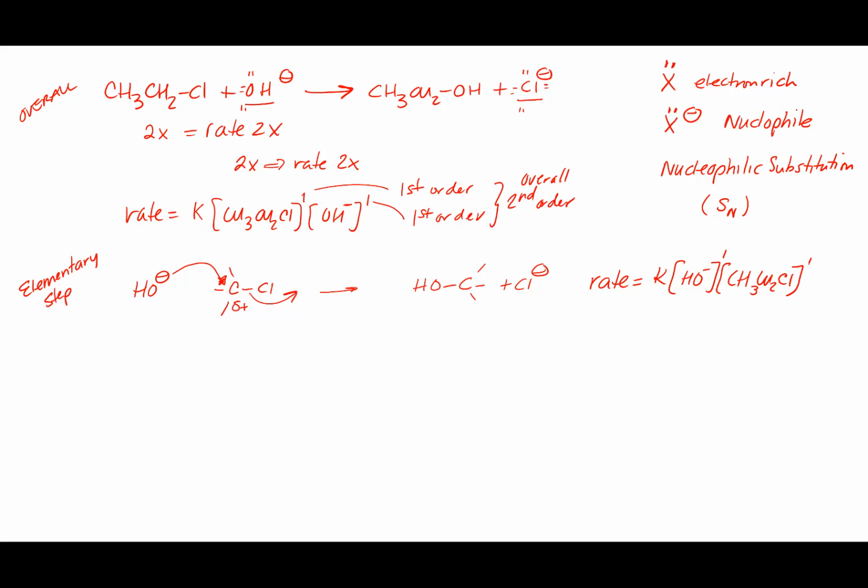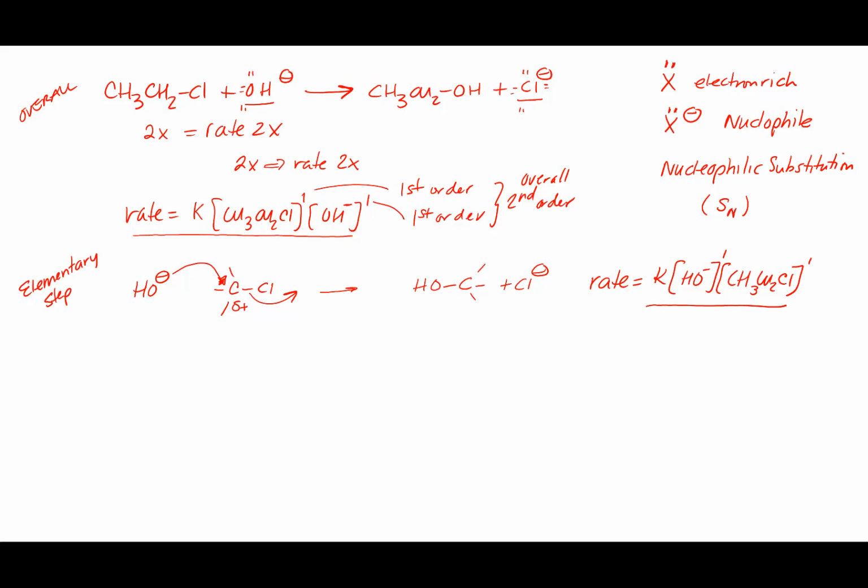So if this is a one-step mechanism, this rate equation must match up to the overall rate equation. If it doesn't, then that's not a feasible step. If there's more than one step, then we have to talk about which is the slow step, which we would call the rate determining step. See, it's all there. It just has to come back.